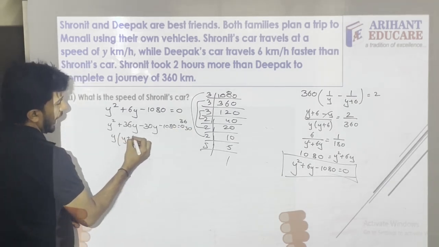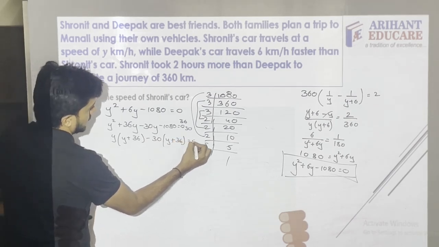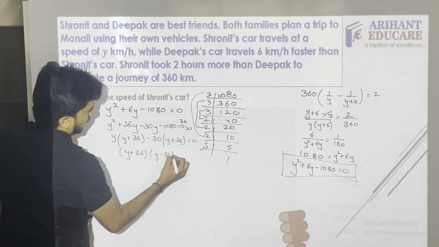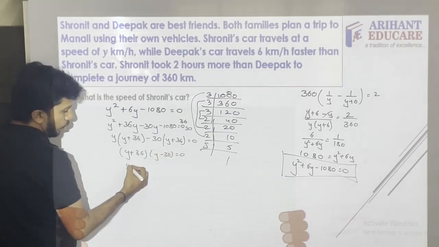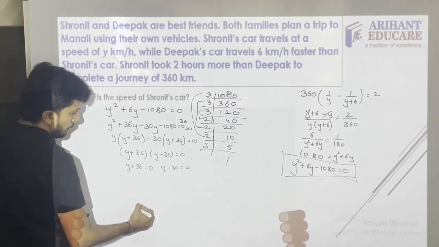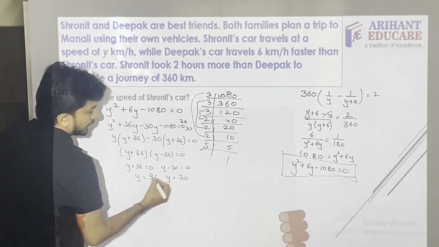Y common. Y plus 36 minus 30 common. Y plus 36, y minus 30 is 0. So y plus 36 is 0, and y minus 30 is 0. Y is minus 36, or y is 30.